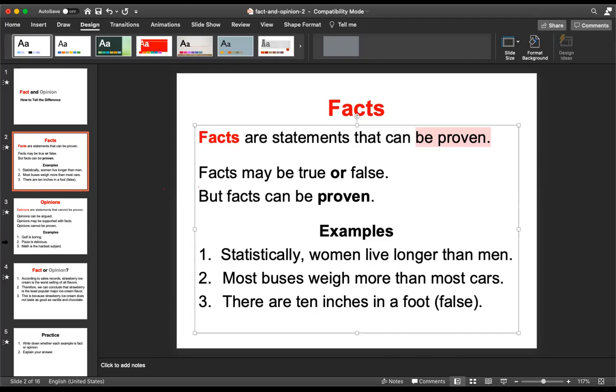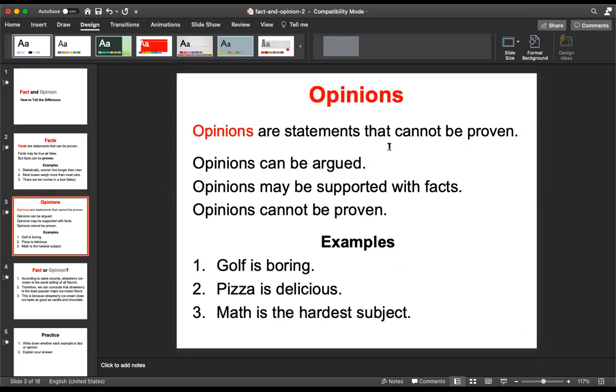So let's look at opinions. Opinions are statements that cannot be proven. So they can be argued. You can support them with facts, but they cannot be proven. So if I were to poll all 14 of you and we were able to see if golf is boring, I would say probably a chunk of you, maybe the majority of you would say golf is boring. But if one of us thinks that it's not, that's just an opinion. You cannot prove that golf is boring, okay?